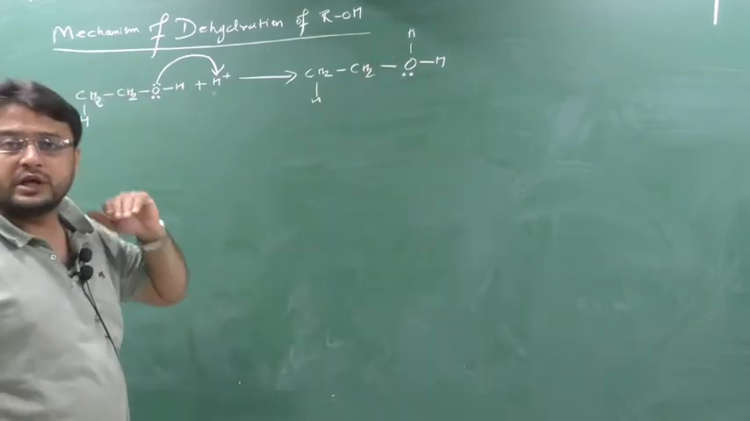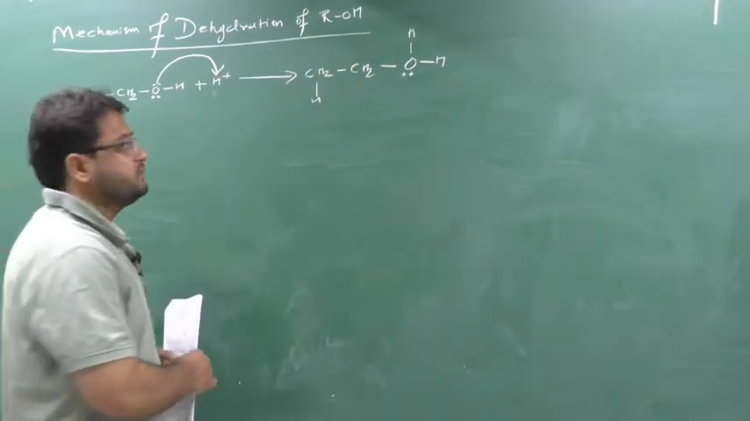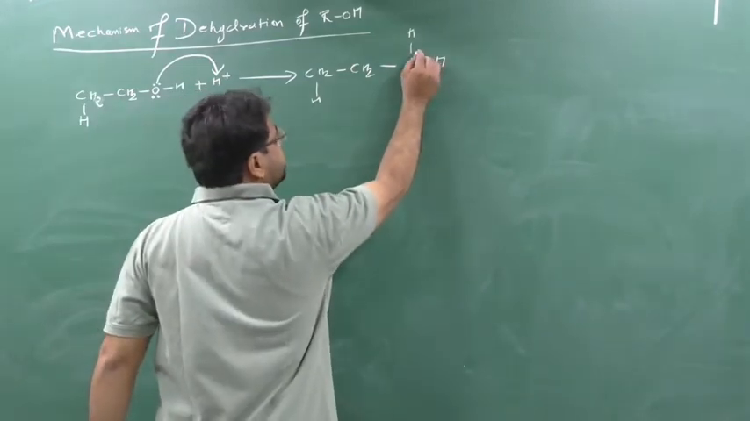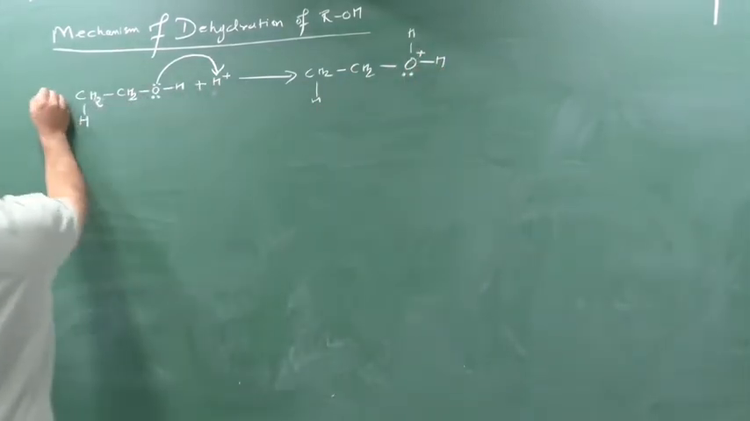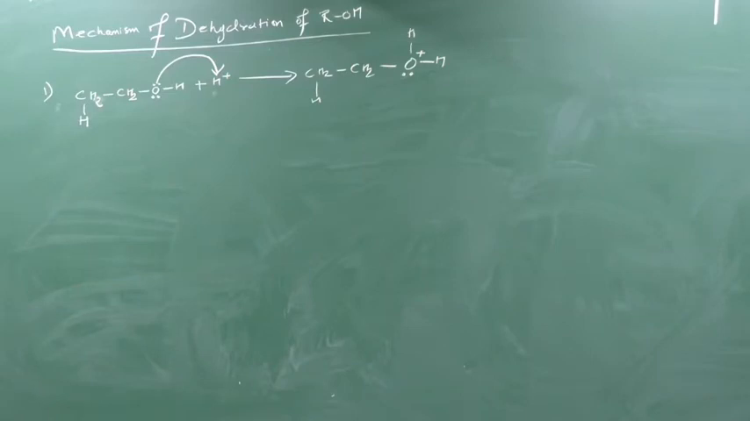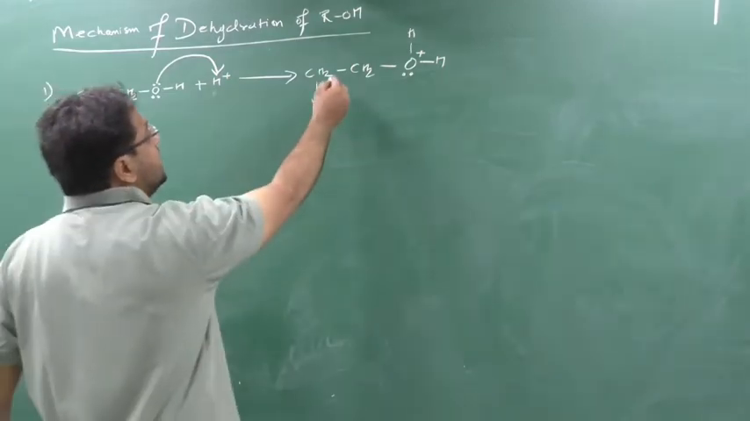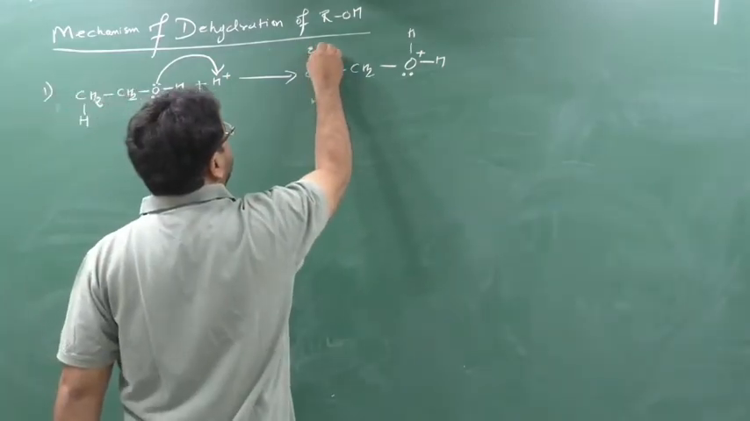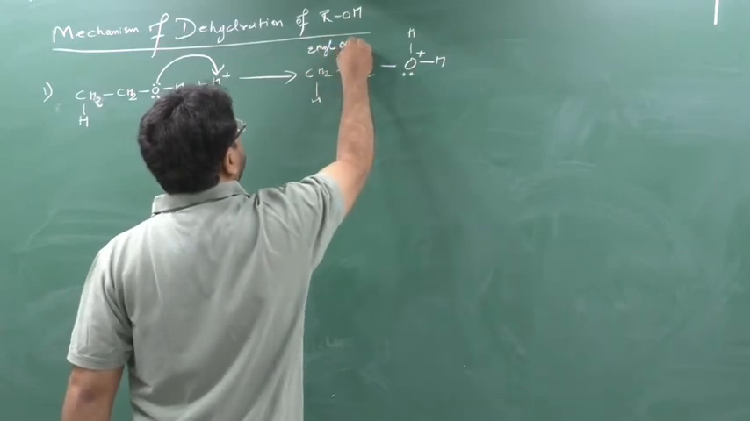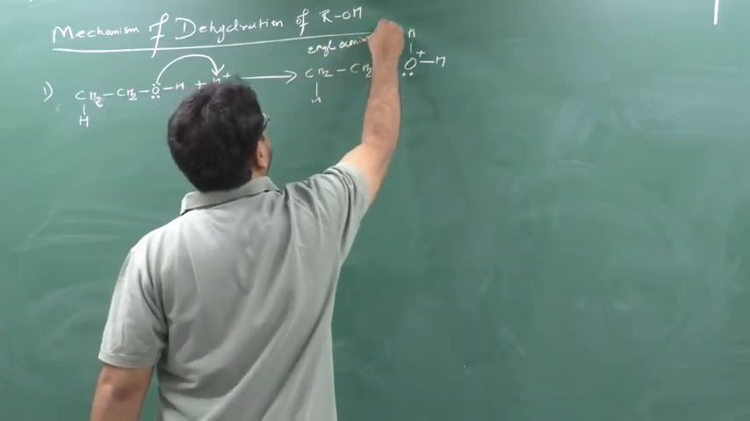Now you know one who gives the electron will create what? Positive charge. So here oxygen will create positive charge. So this is my first step of the mechanism. Clear? This is known as an ethyl oxonium ion. If you want to remember the name, you can remember ethyl oxonium ion.